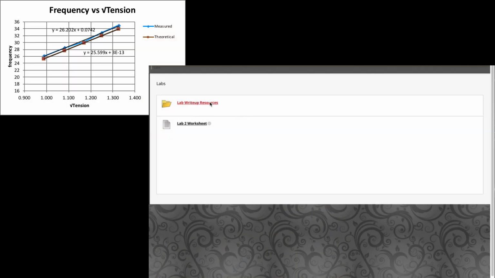Graphing help is in Blackboard in the Lab Write-Up Resources folder.